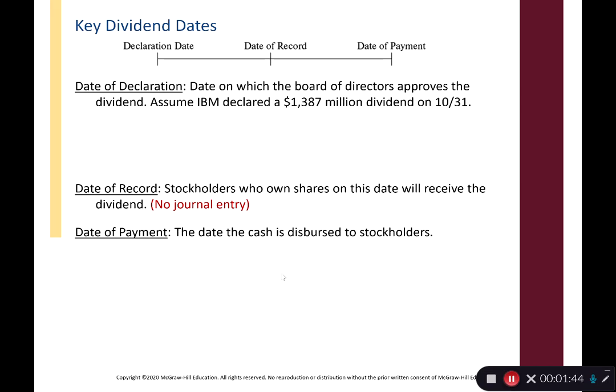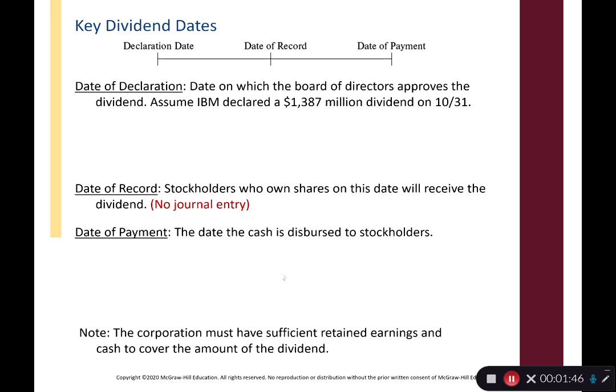So you need to understand three very important dates when it comes to dividends. There's the declaration date, the date of record, and the date of payment. Remember, dividends are not required, so they're not expenses. However, once the board of directors declares a dividend, it becomes an obligation. They can't take it back.